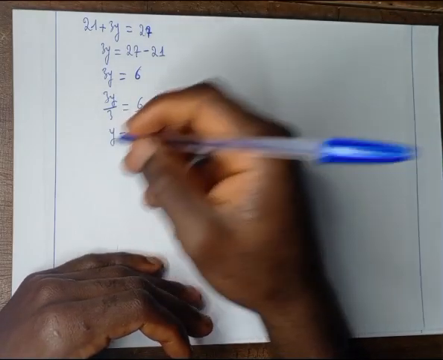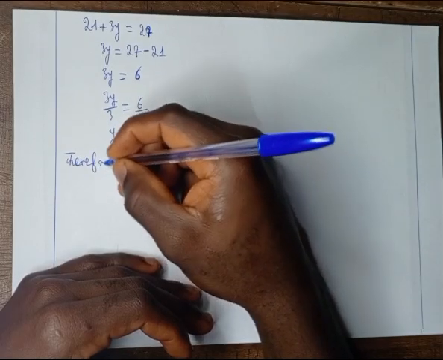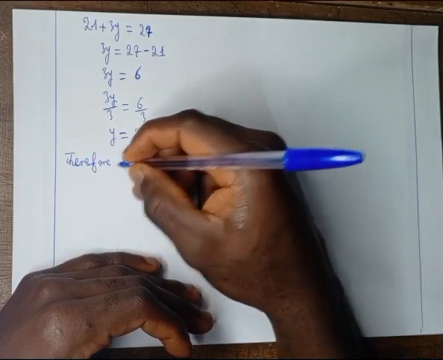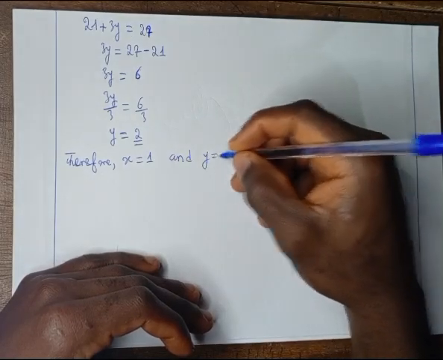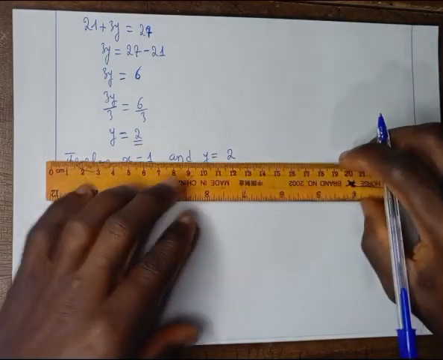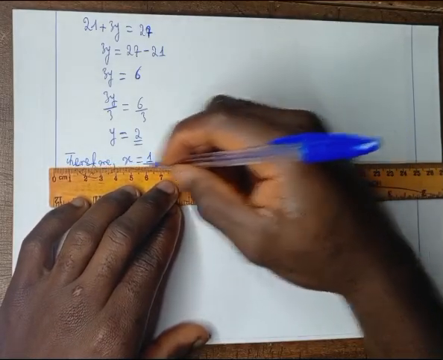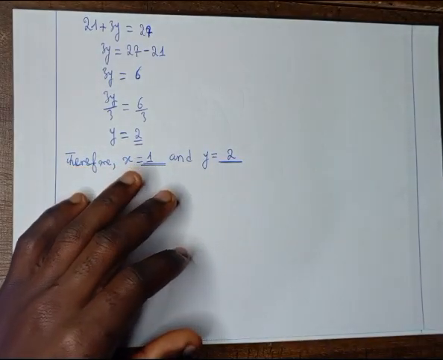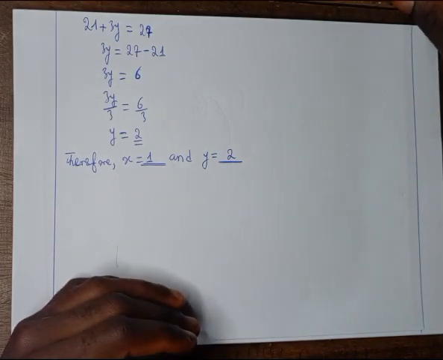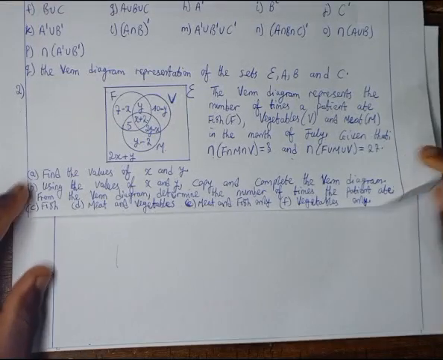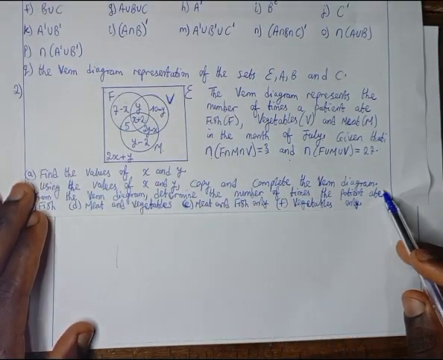Now we can conclude. Therefore, x is equal to 1 and y is equal to 2. We underline the values of x and y. Question B says, using the values of x and y, copy and complete the Venn diagram.